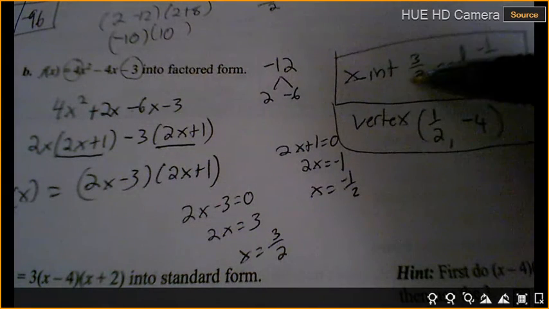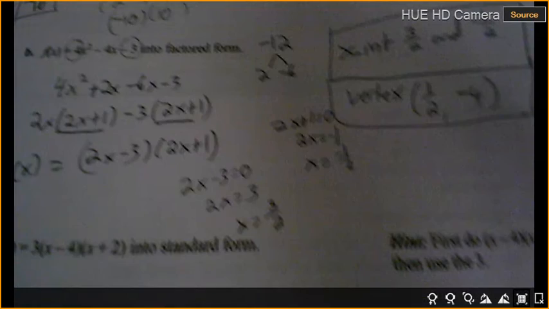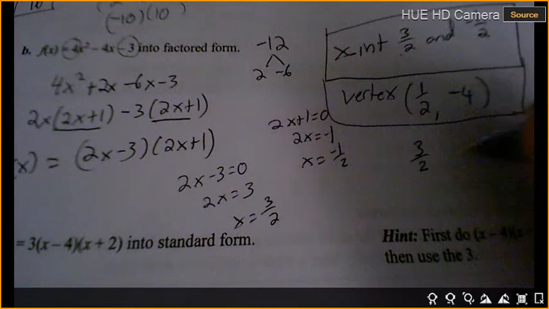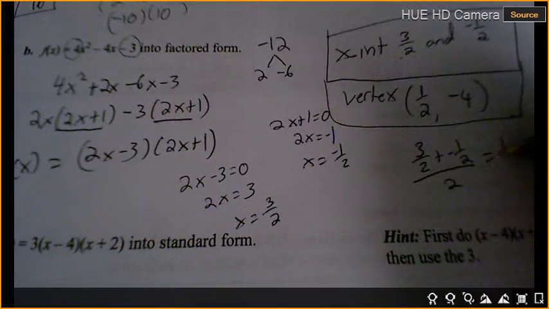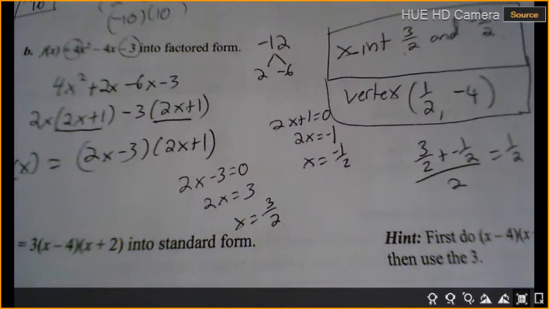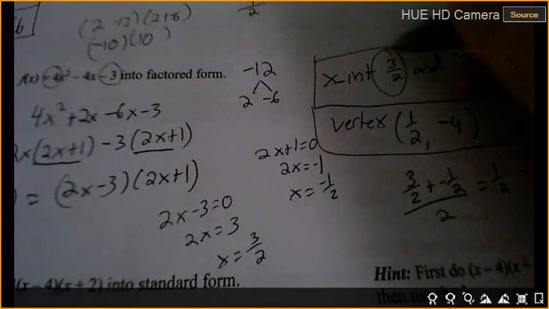So I added those two together. You want me to write it out? I went 3/2 plus negative 1/2 divided by 2 gives me 1/2. Right here, my x-intercepts.